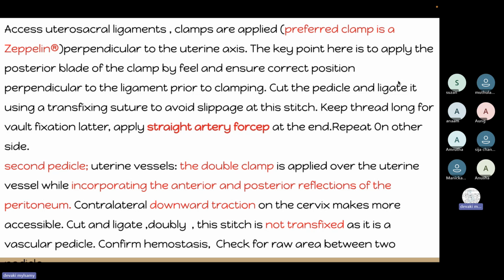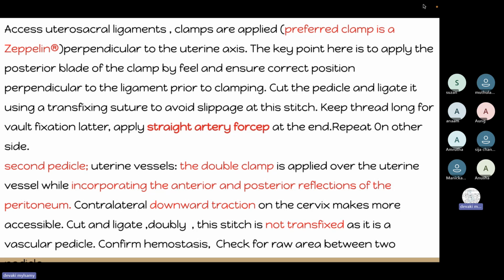Repeat the procedure on the other side. Second pedicle will be uterine vessels. It will always be double clamped. Now here you are going to incorporate anterior and posterior fold of peritoneum with adequate contralateral downward traction on the cervix, which will make your vessel more accessible.